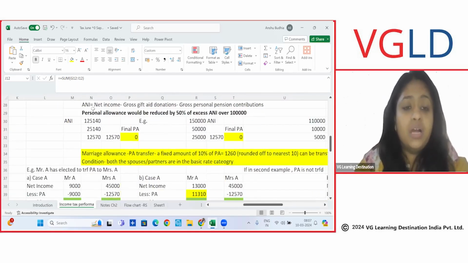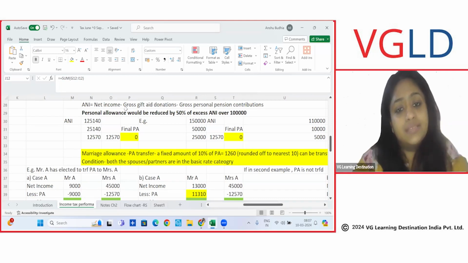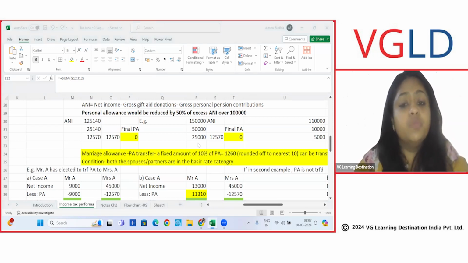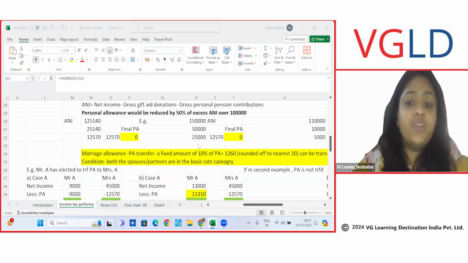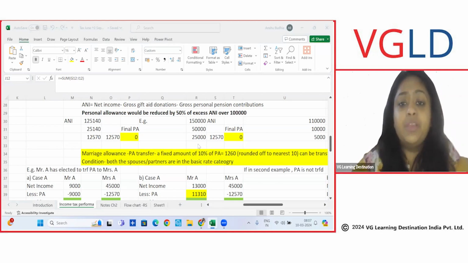Okay. So adjusted net income is net income less two things. Which are the two things? We will reduce gross gifted donations and we will reduce gross personal pension contributions. Okay. We reduce two things, gross gifted donations and gross personal pension contributions. I'll explain what these terminologies mean, and what I mean by gross. So just give me 2 minutes and understand.